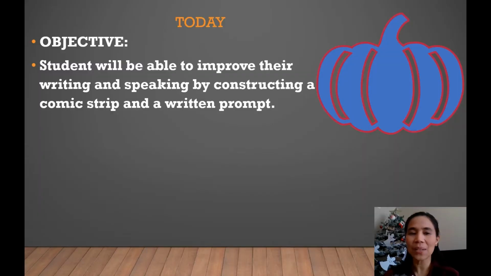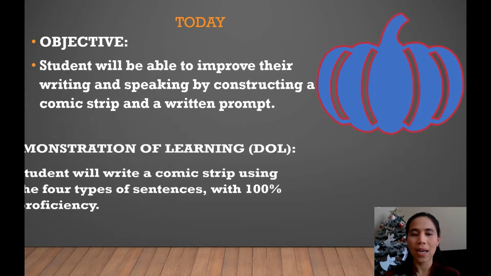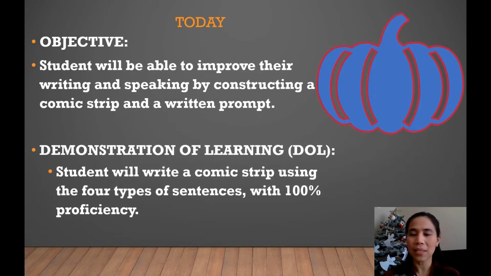So today I have included the objective and the demonstration of learning so that you will understand more what we will be discussing today. So the objective is that the student will be able to improve their writing and speaking by constructing a comic strip and a written prompt. And at the end of this lesson or video, a student will be able to write a comic strip using the 4 types of sentences with 100% proficiency.